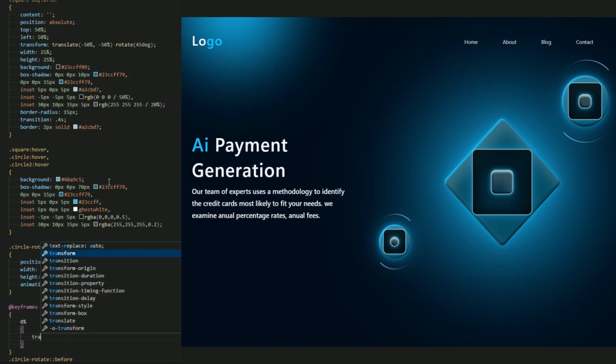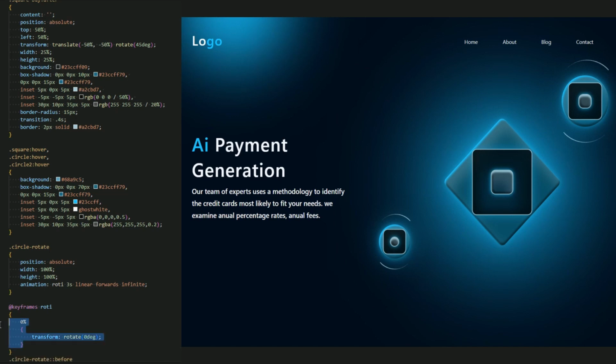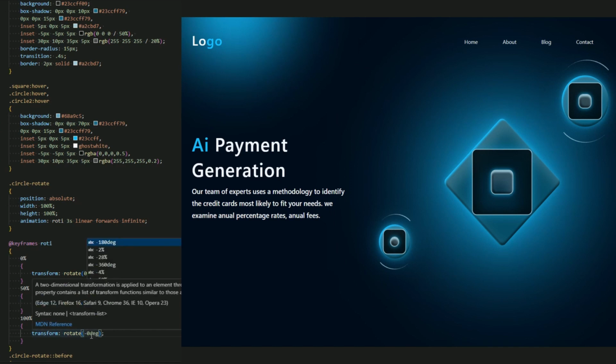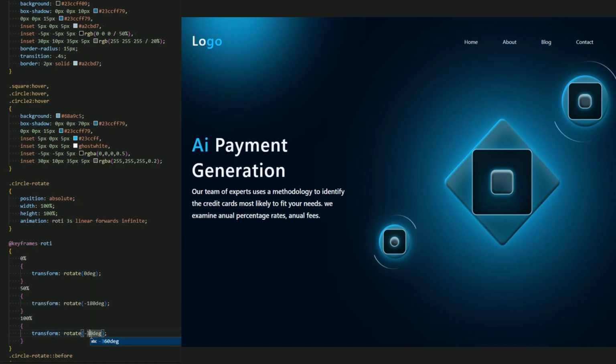0%, the transform rotate be 0 degree, and in a 15%, let me just copy and paste it. Okay, 15%, 100%. Now in this 15%, minus 180 degree, and this be minus 360 degree. And as you can see, this is animation of the rotate. It just keeps rotating.